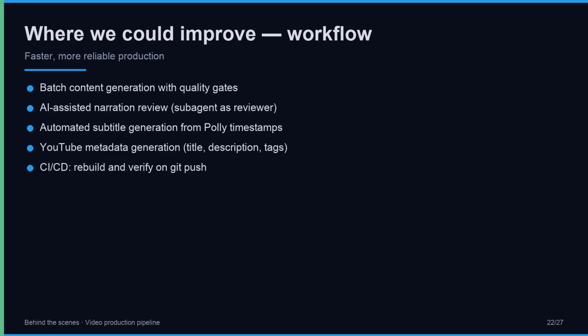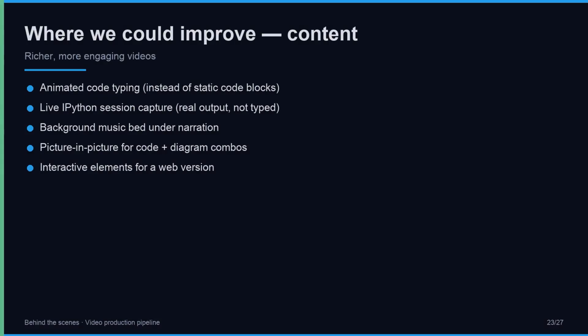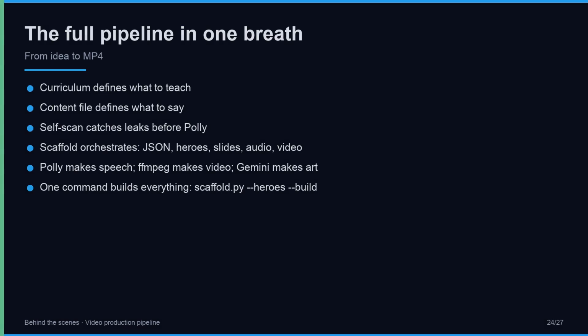Faster, more reliable production. On content, our code blocks are static, we could animate them with a typing effect. We type IPython output manually, we could capture real sessions instead. We have no background music, a subtle bed under the narration could add polish. We cannot show code and a diagram side by side dynamically, picture-in-picture or split screen could help. And for a web version, we could add interactive elements, clickable code, quizzes, progress tracking. Richer, more engaging videos. Here is the full pipeline in one breath.